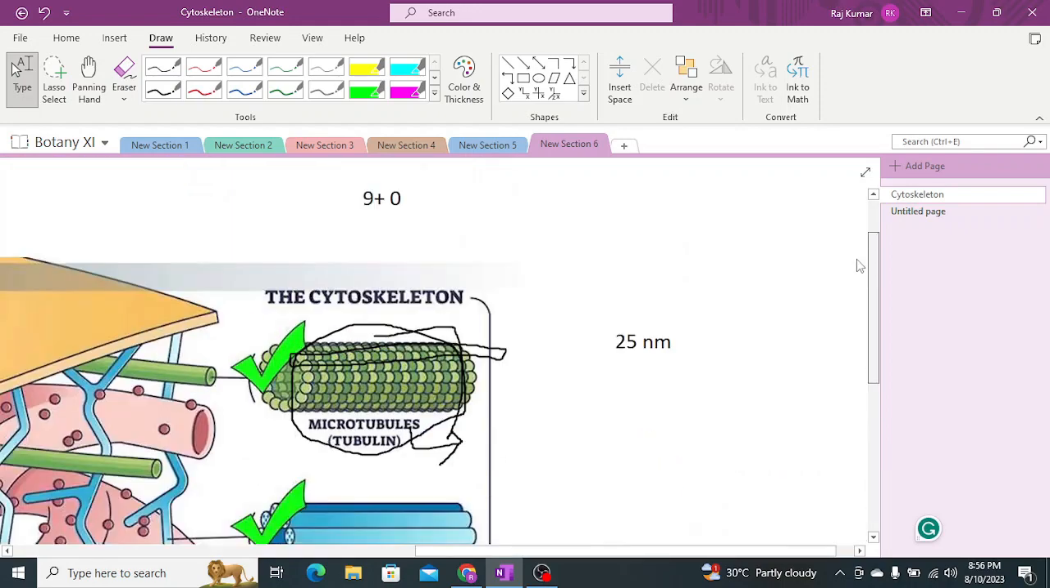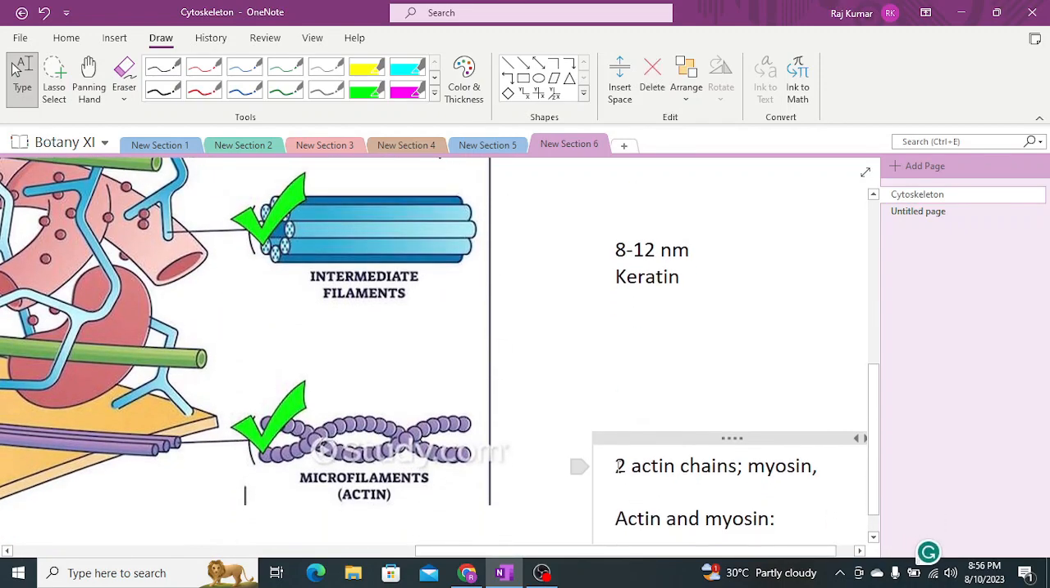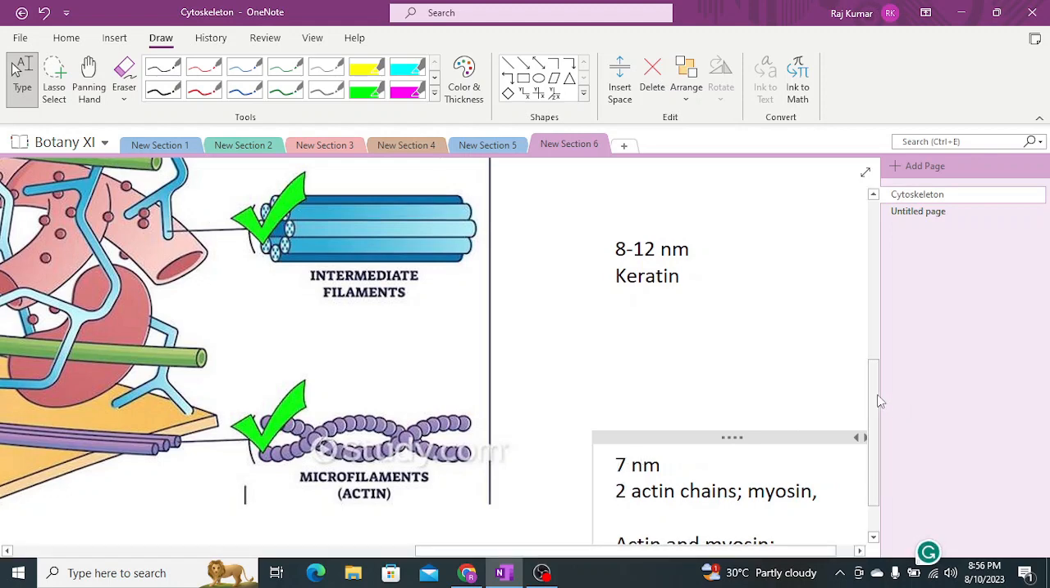And afterwards, we have the diameter of it as well. What's the diameter of it? It is the thinnest filament of the cytoskeleton. That is why it is 7 nanometers in diameter.